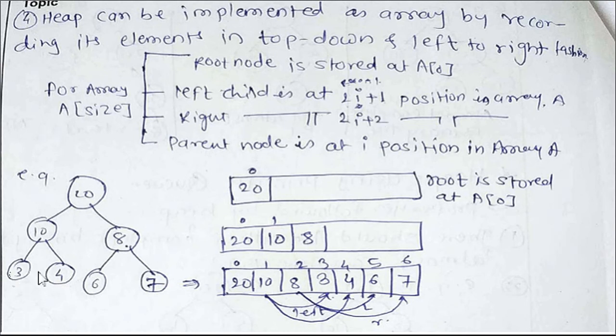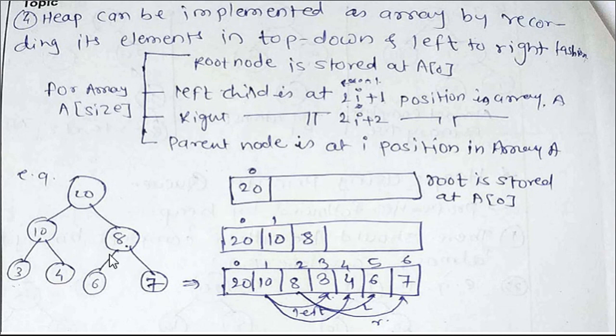Now next is the value 3. Already this is 0, and this is going to be 1, so the value of i here is 1. Where will this 3 be stored? With the formula 2i plus 1, that is 2 into 1 plus 1, which is 3. So 3 is stored at the third position in the array. Next, the right child is going to be stored at 2i plus 2. Here the value of i is again 1, remember that. So we have 2 plus 2, which is 4. So 4 will be stored at the fourth position.